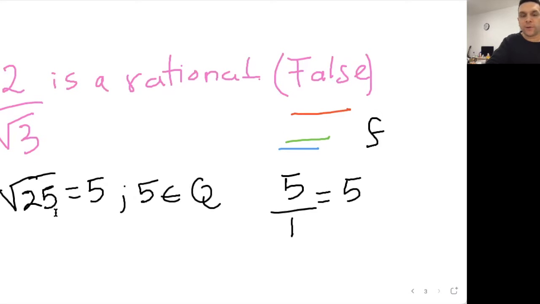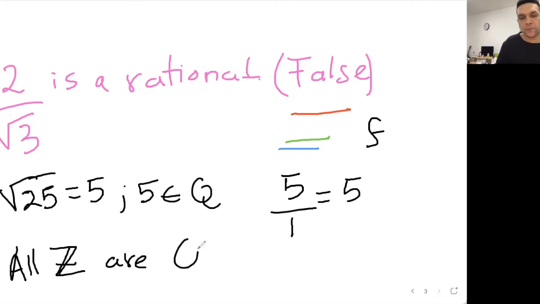All integers are rational numbers. What do you guys think? All integers are rational. And that's true, because any integer, whether it's a negative integer, like -7, can be written as -7 over 1, right? And this is a ratio of two integers, and that makes this a rational number. So all integers are rational numbers.